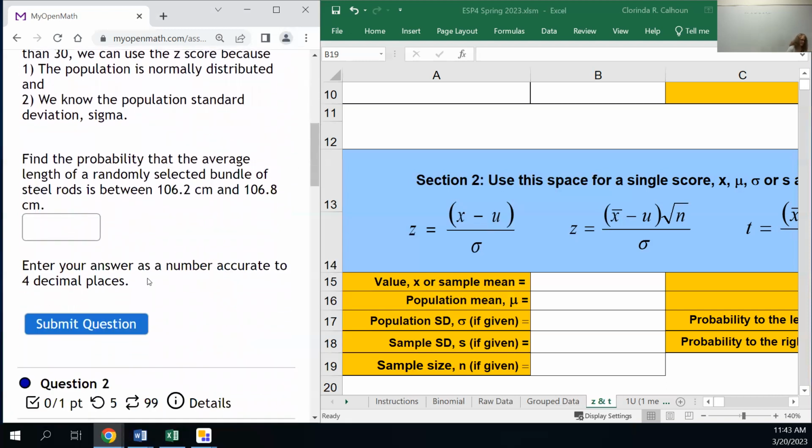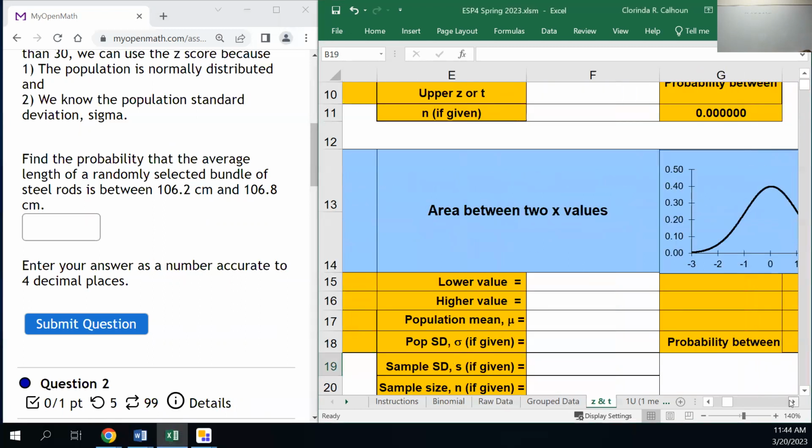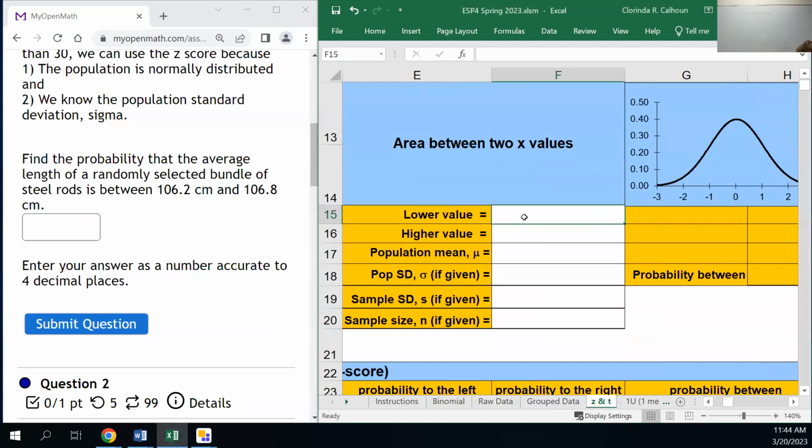Find the probability that the average length, X bar, the average length of a randomly selected bundle of steel rods, is between, and we have 2 values. So remember, when we have a between, we go over to the right-hand side. We are in section 2, but we just need to move over here to our between. The lower value and the higher value here are actually X bars. They are X bars, not just values, but it just says lower value and higher value.